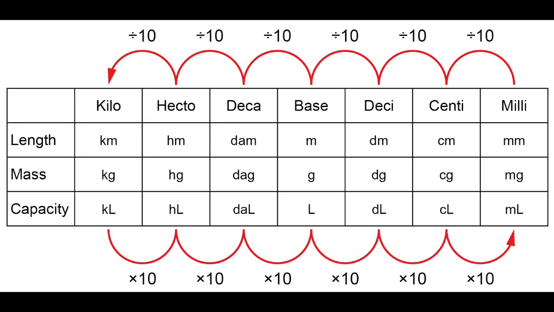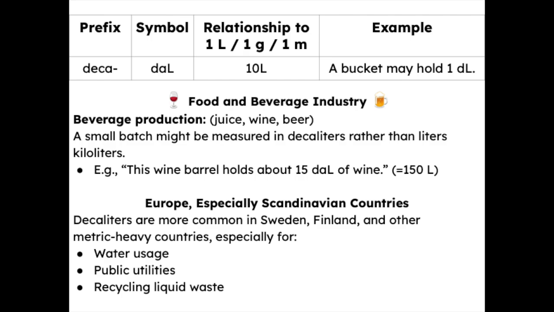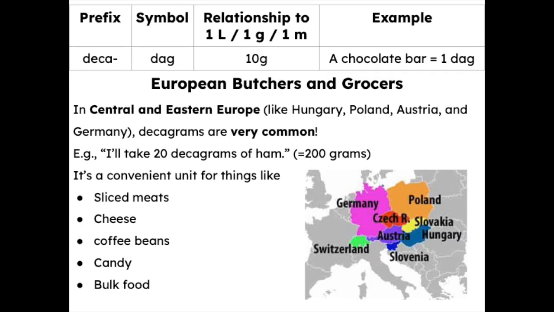Next, we'll talk about the prefix deca, which has Greek origins and means 10. Again, this is a less common prefix, but you can still see it in places like the food and beverage industry, in situations, again, like beer production or wine production. You'll also see this in Scandinavian countries with respect to water usage, public utilities, and recycling liquid waste. You might see decagrams in Central European butchers and grocers when they're used to talk about sliced meats, cheese, coffee beans, candy, and bulk food.